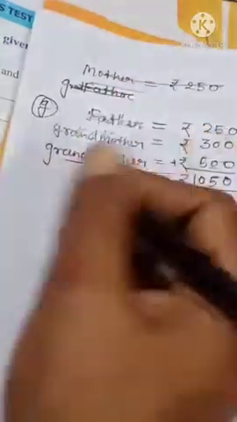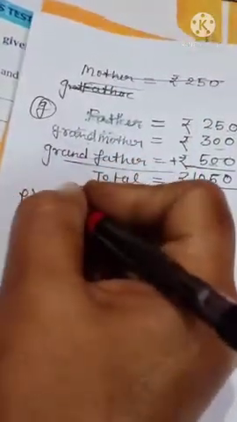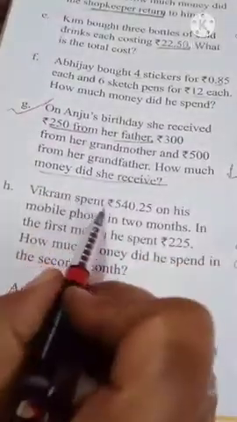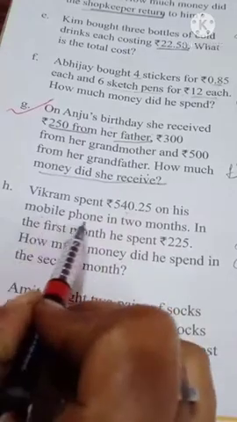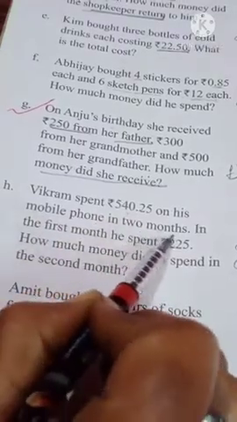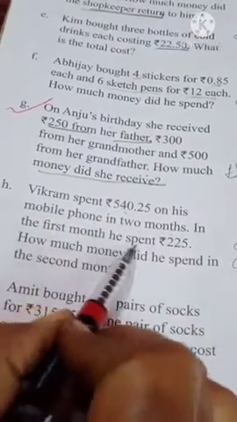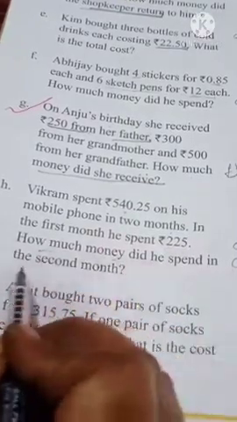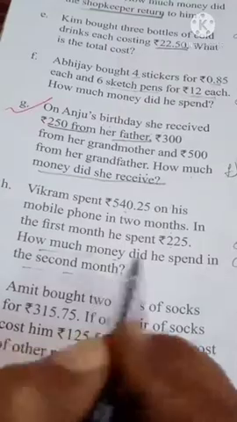Okay, now we are going to do the H part. I am going to show you the H part of the question now. Vikram spent rupees on his mobile phone in 2 months. In the first month he spent rupees 225. How much did he spend in the second month? Okay, how will you do this question?